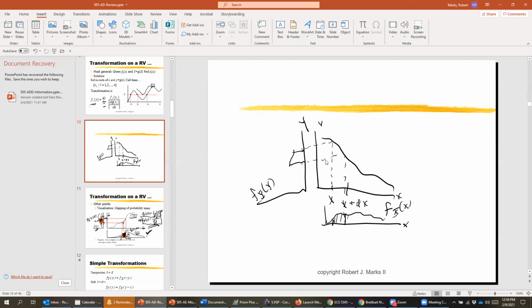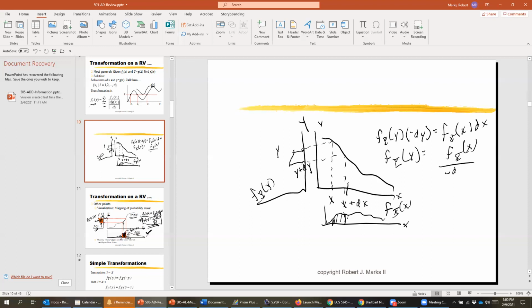Now it's a little bit different because x now goes to y here, and x plus dx goes to y plus dy. Well, what does that mean about dy? It means that dy is negative, right? So in order to get the mass, what we find out is that f sub y of y times minus dy must be equal to f sub x of x times dx. Or in other words, f sub y, if it's strictly decreasing, is equal to f sub x of x divided by minus dy dx.